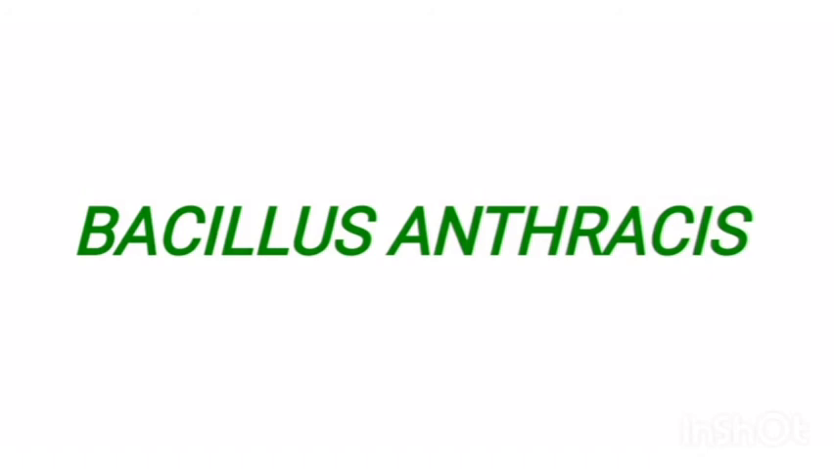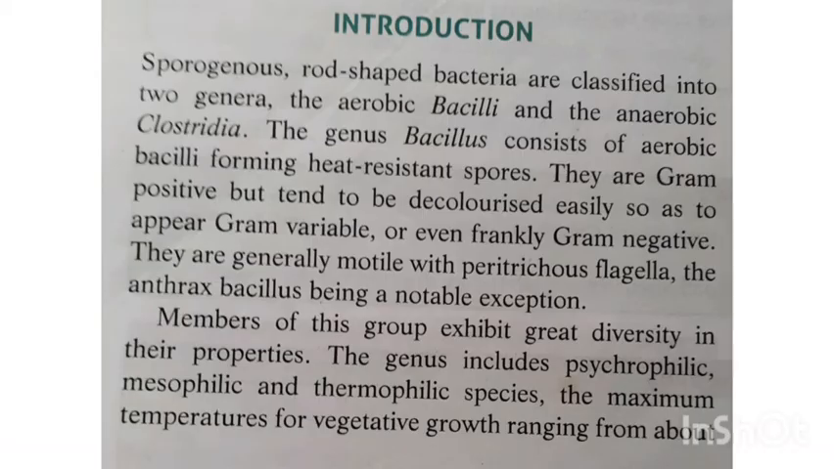In this video, I would like to share some identical or unique features of Bacillus anthracis. First of all, we can go through an introduction to the Bacillus genus. The spore-forming, rod-shaped bacteria are classified into two genera, that is the aerobic bacilli and the anaerobic clostridia. The Bacillus genus consists of aerobic bacilli forming heat resistant spores, that is they have the ability to form heat resistant spores.